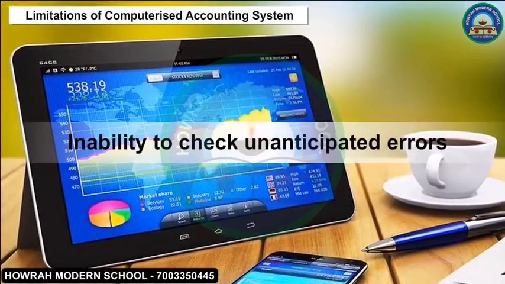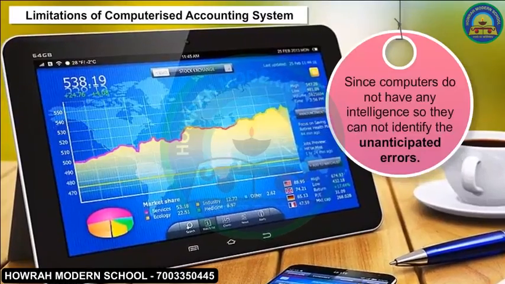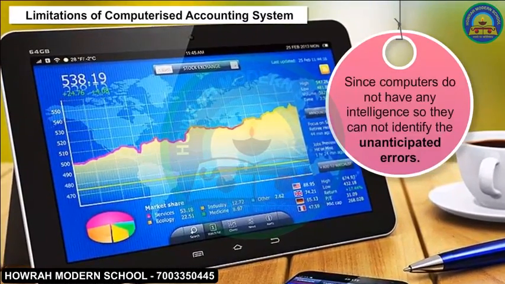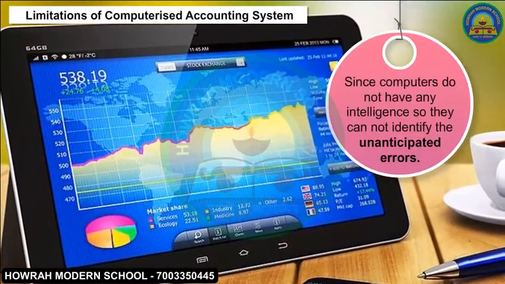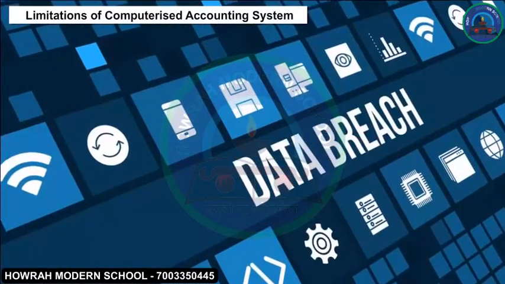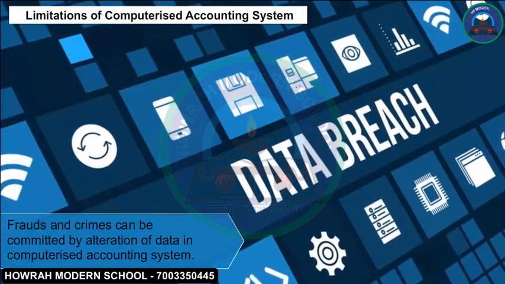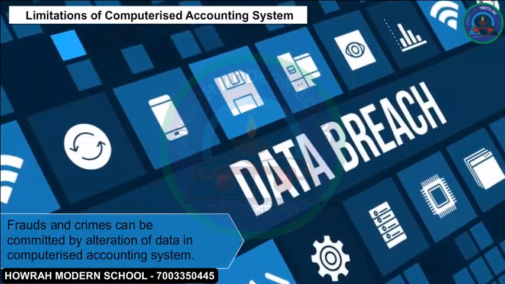Inability to check unanticipated errors. Since computers do not have any intelligence, they cannot identify the unanticipated errors. Breaches of security. Frauds and crimes can be committed by alteration of data in computerized accounting system.